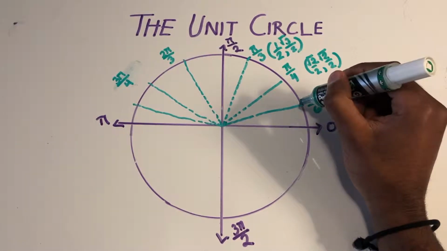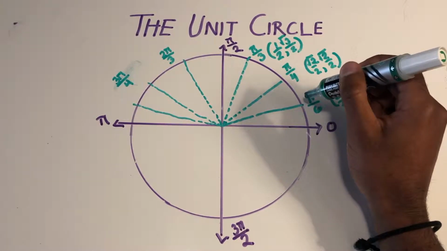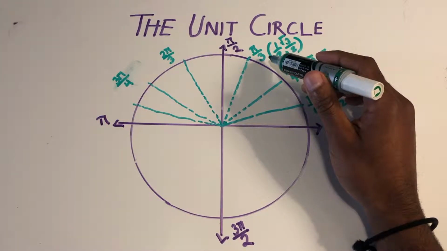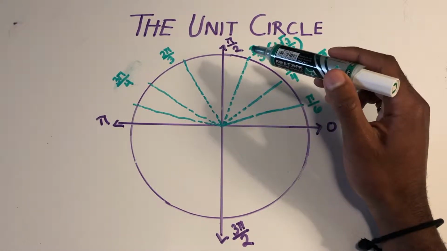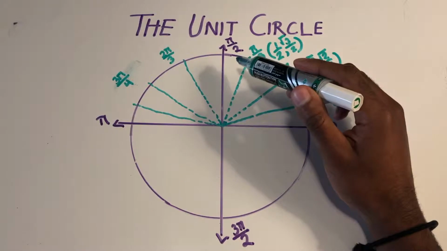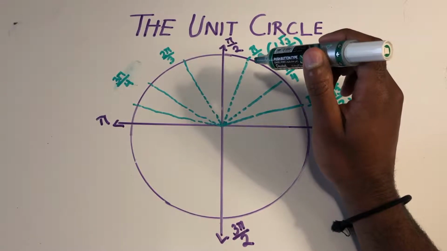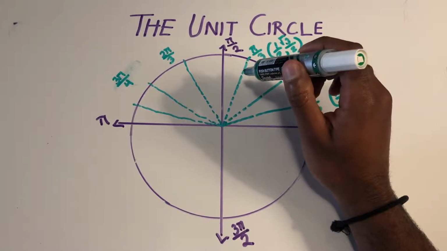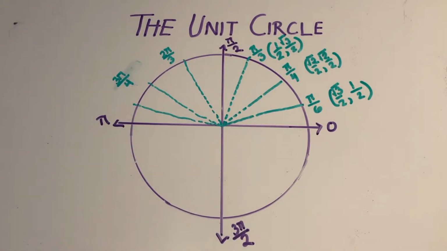Now we have pi over 6. If I add one more pi over 6, I'm going to get 2 pi over 6, which is pi over 3. And then one more pi over 6 will give me 3 pi over 6, which is pi over 2. One more pi over 6 is going to give me 4 pi over 6, yes, I'm right. Another pi over 6 is going to give me 5 pi over 6. And then one more pi over 6 is going to give me 6 pi over 6. So 5 pi over 6 has to lie somewhere here.